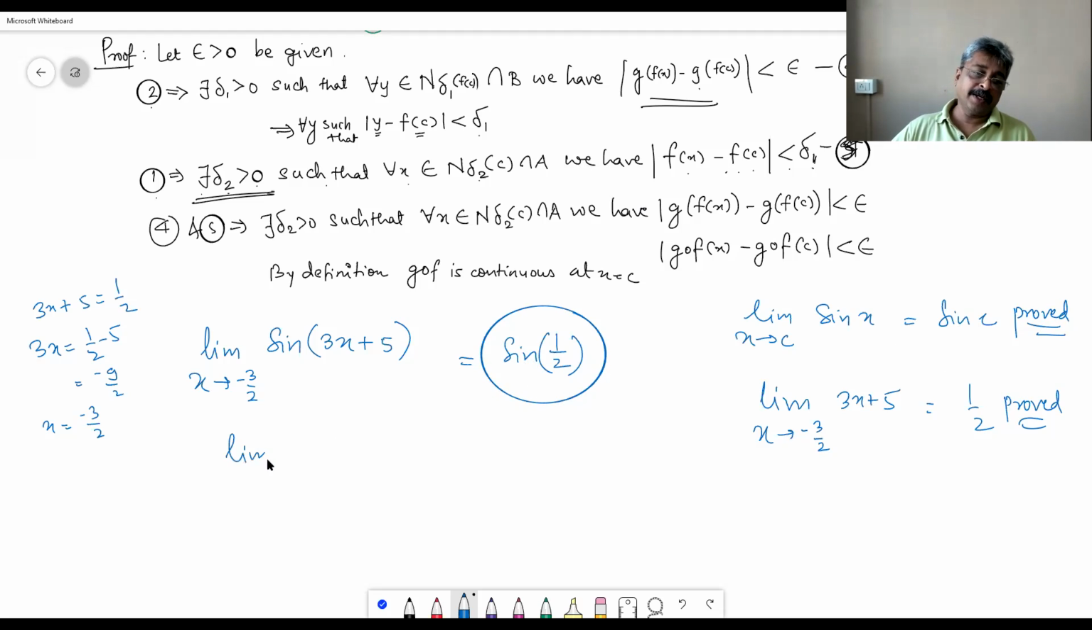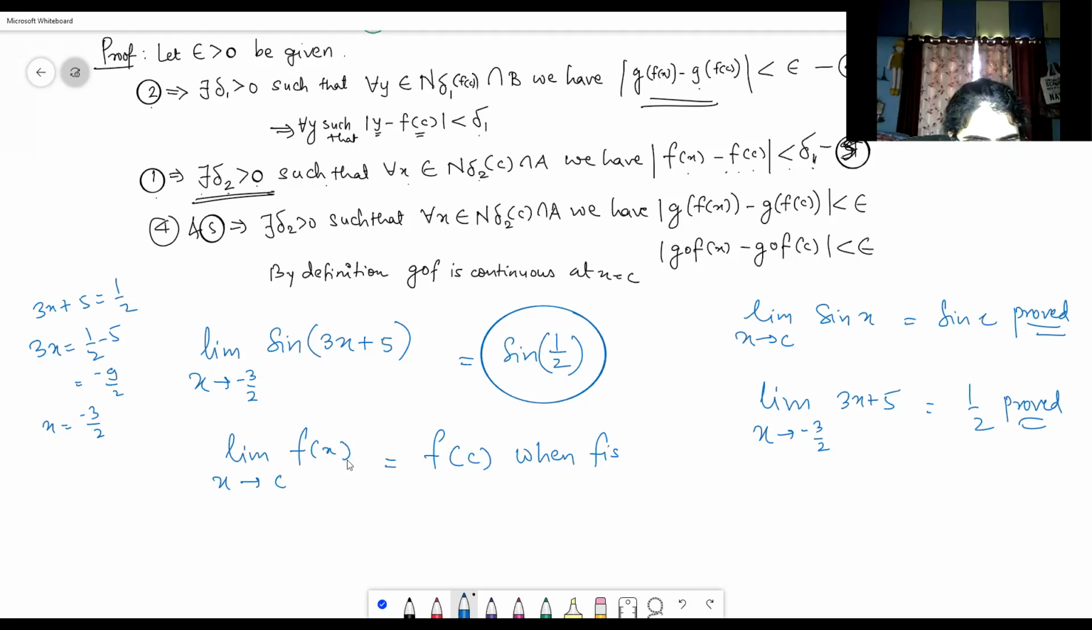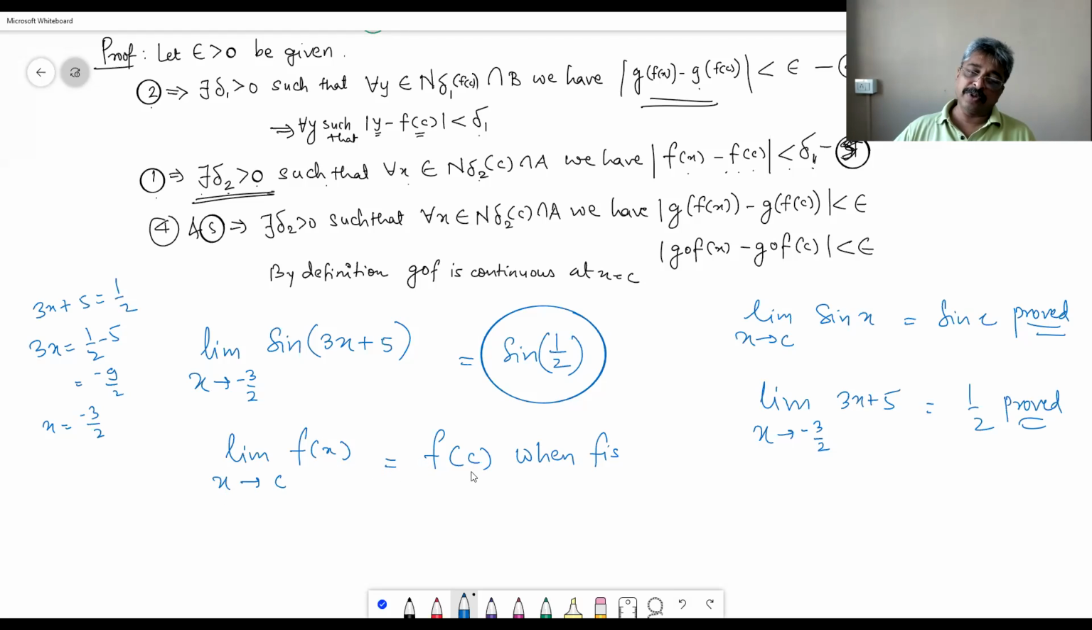So limit of f of x as x tends to c is equal to f of c. Suppose we write it like this. Suppose this is true. When is this true? When f is continuous. Suppose I write this, limit of f of x as x tends to c is equal to f of c. When can I write this? When f is continuous. Yes or no?